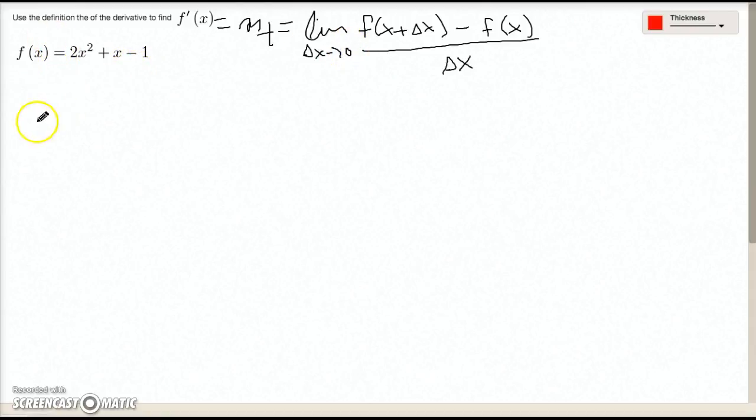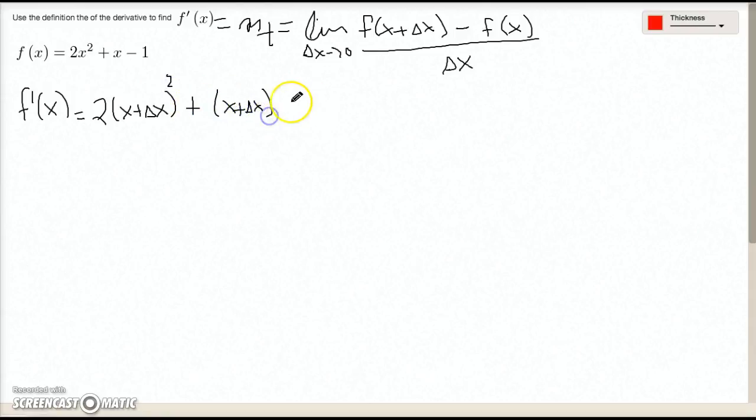So let's move on. F prime of x, this function in particular, is going to be f of x plus delta x. So 2 times x plus delta x squared, right? Plus x plus delta x minus 1. And over here, it helps to write it in parentheses if you want. Sometimes people will get it wrong. Minus, not plus, 2x squared plus x minus 1. It's just a function, right? It's just f of x.